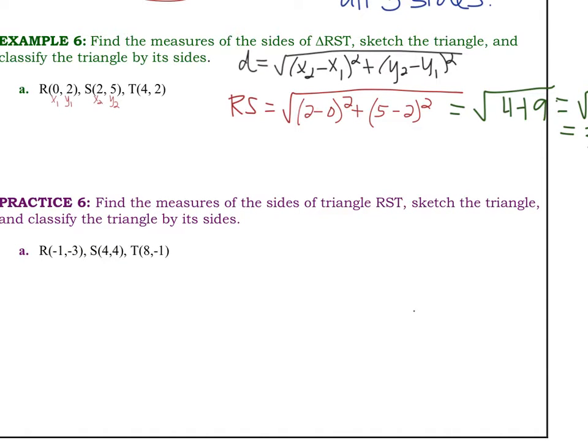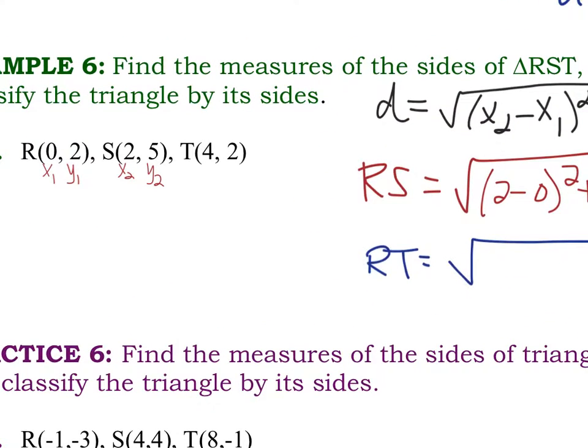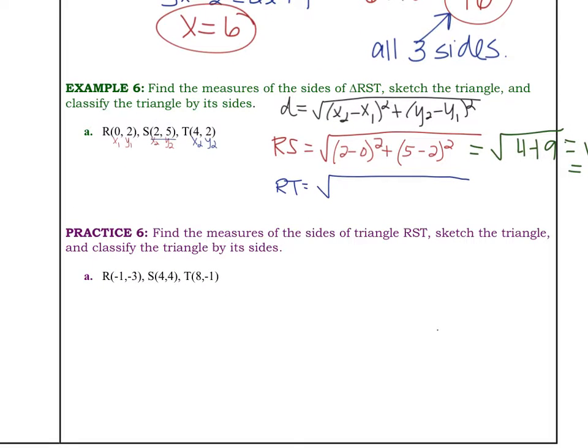I heard Brian say he wanted to find RT next. So just do the same thing, right? This is going to be the only part that's tedious, is having to do the distance formula the 3 different times. But it still shouldn't be too terribly bad. So RT, I'm just going to label this x2 and y2 since I already have my other ones labeled. And I have 4 minus 0 squared plus 2 minus 2 squared, right? So what do we get for RT?